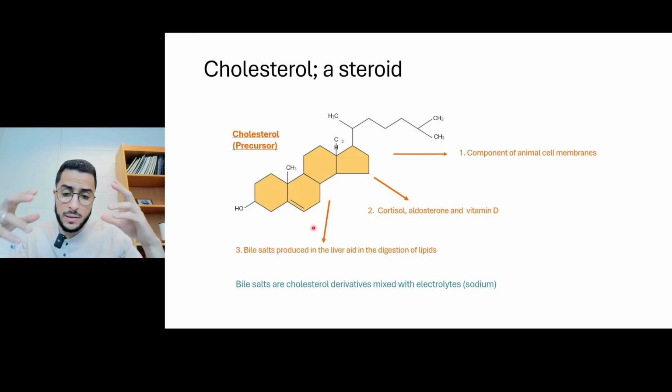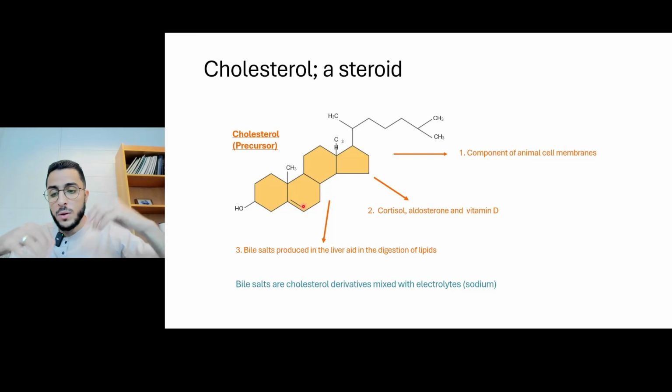If you remember, I told you that bile salts need to emulsify the fat droplet that comes directly in when we eat food, or that is produced in the stomach when we eat food, while bile salts are important because they will come and break that major structure into smaller droplets. Okay? And so the bile salts are just cholesterol derivatives that are mixed with sodium, okay, that are bound by sodium.